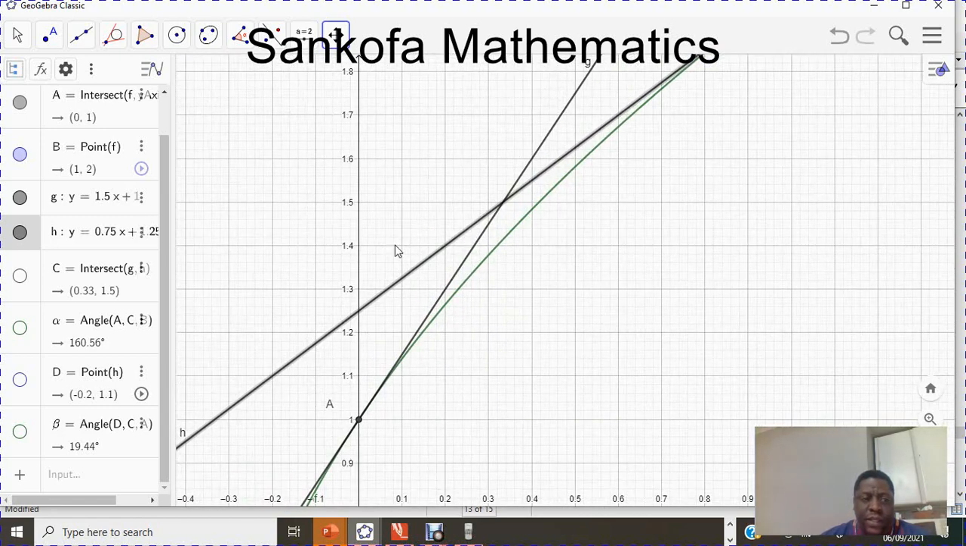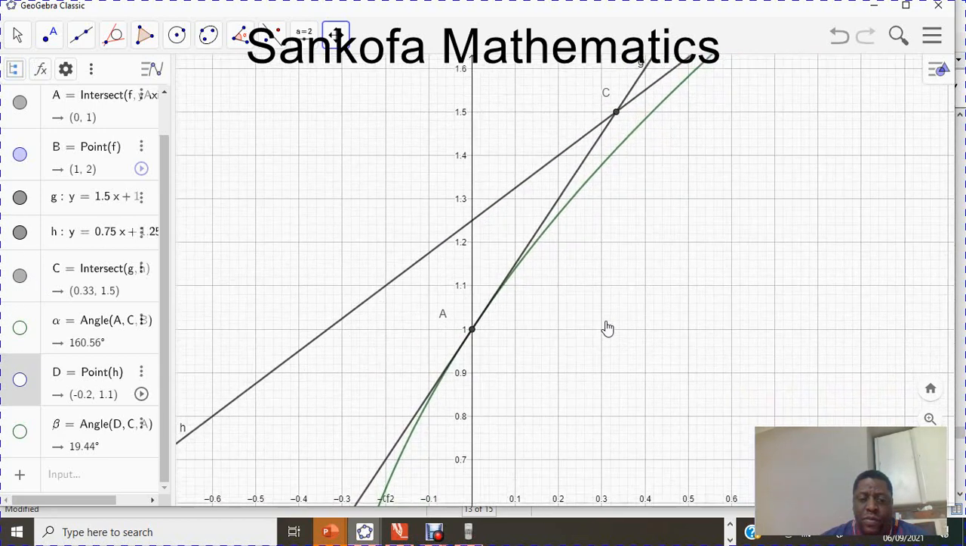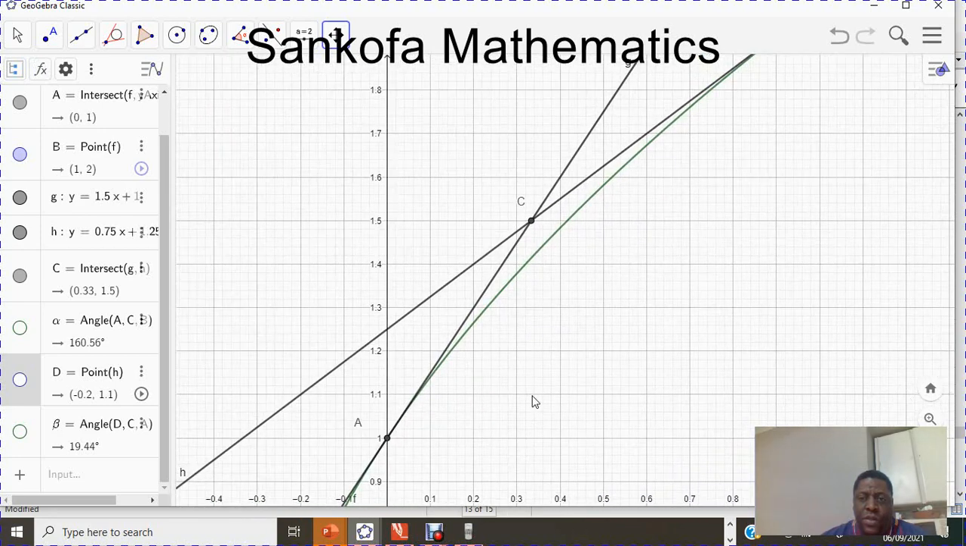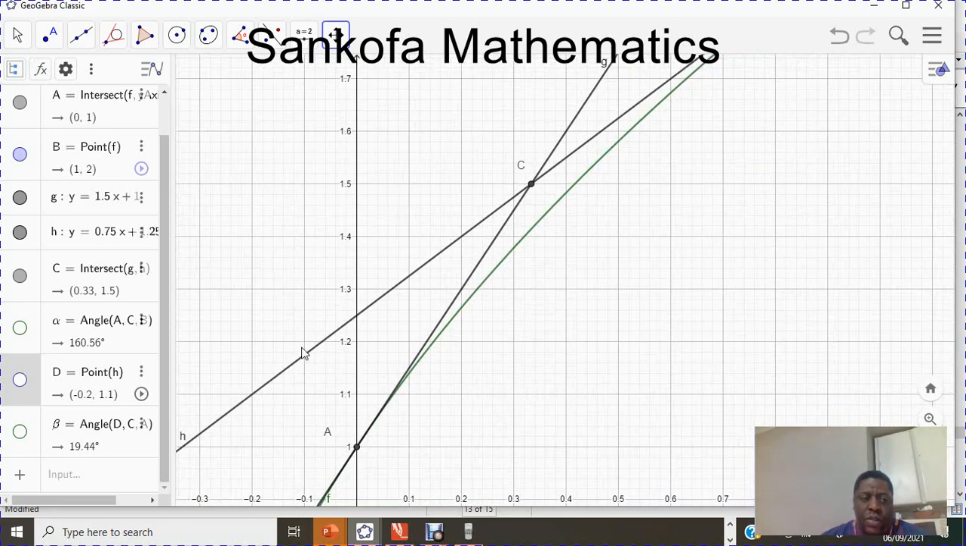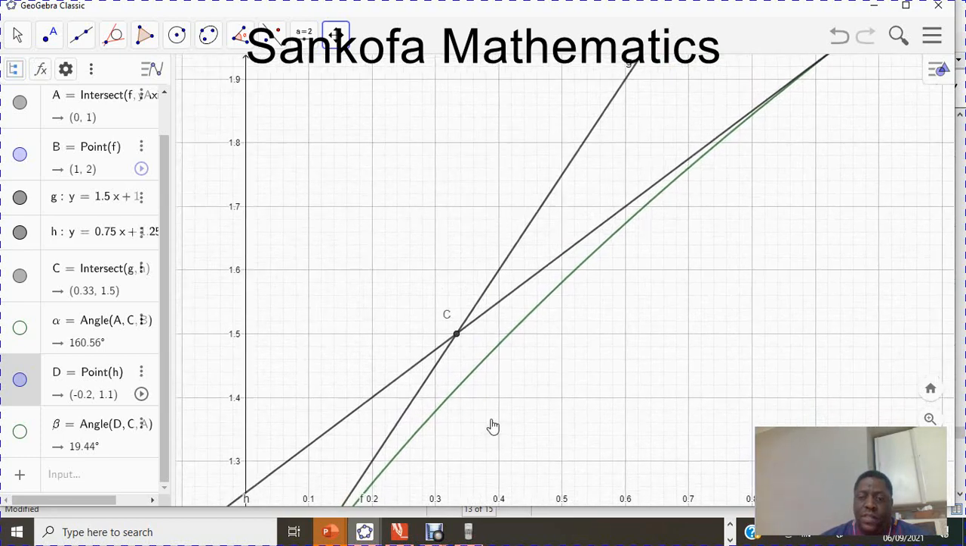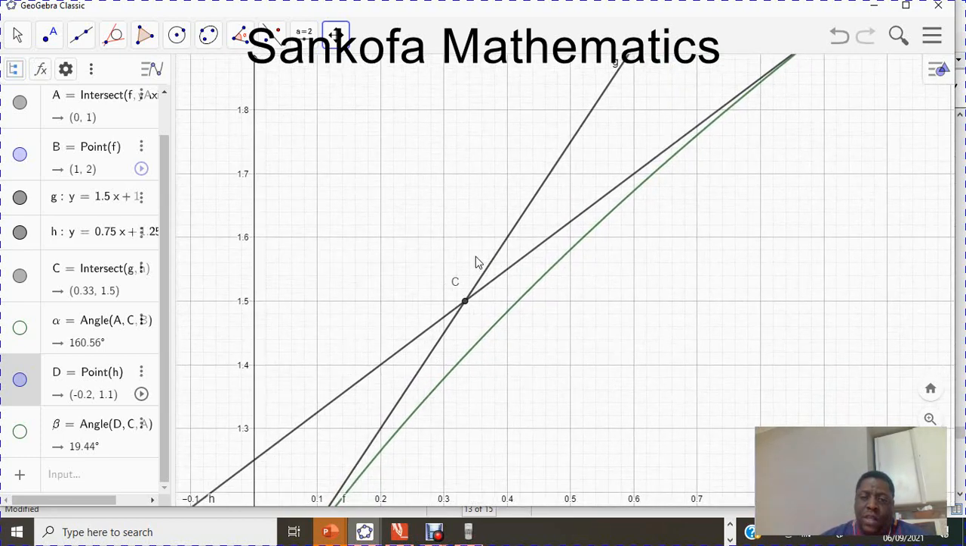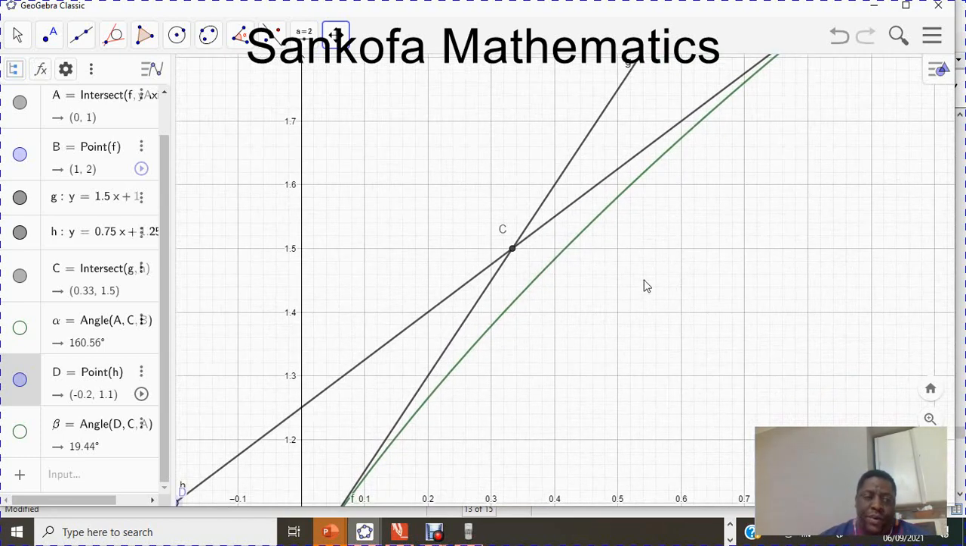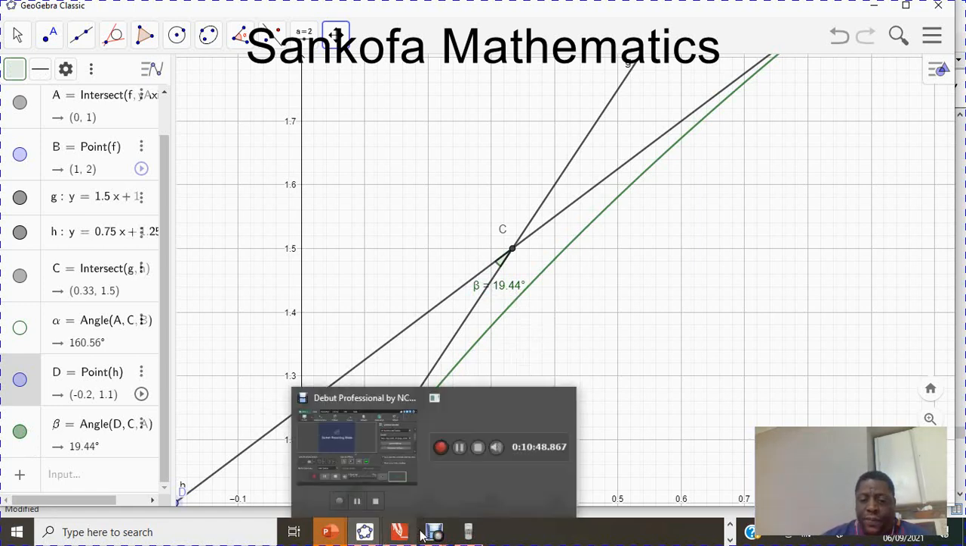Okay, so what we are interested in was this particular angle here. So I'm just going to bring in one more point, C, where they intersect, and one more point, D. And I brought that point up because it's going to help me find this angle. So this is the angle that I'm looking for. Right? So the green one represents the curve, that one is the tangent, and the other one is the tangent. This is the angle that I'm referring to. All right, and that is the particular angle, that 19.4 that we are looking at.